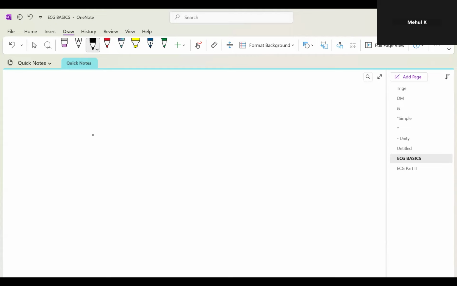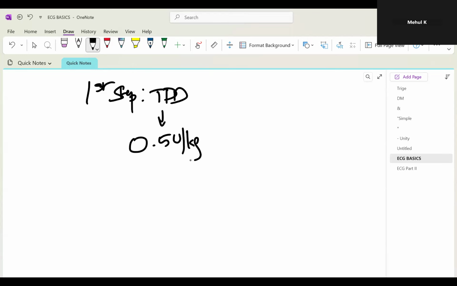Okay, so the first step in calculating a basal bolus regimen is to calculate the total daily insulin requirement. And this in most patients is going to be 0.5 unit per kg. What does this mean? The TDD is basically the amount of insulin that the patient needs in 24 hours. So it is going to be 0.5 unit per kg in most patients, but it will be reduced in some patients to 0.3 unit per kg.